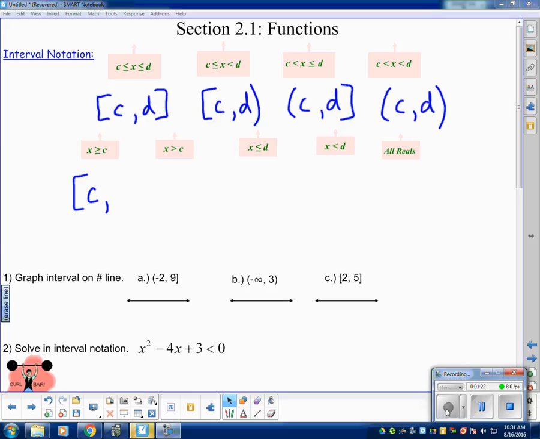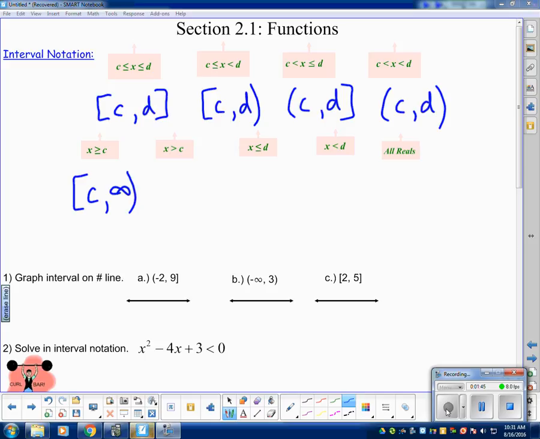Okay, so the closed bracket on the left-hand side says x is greater than or equal to c, and then it's going to go up to infinity. And we always have an open bracket at infinity because infinity is not a specific number, so it is open-ended. You give me a number that's really big, I can give you one that's just a little bit bigger, so keep going. So we leave an open bracket there.